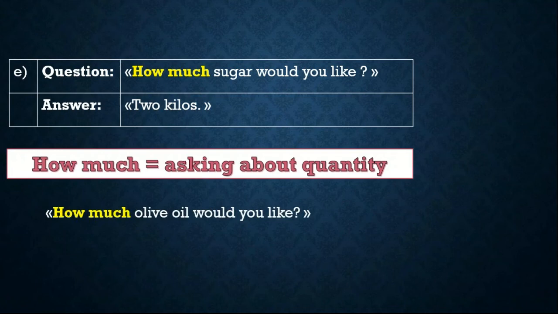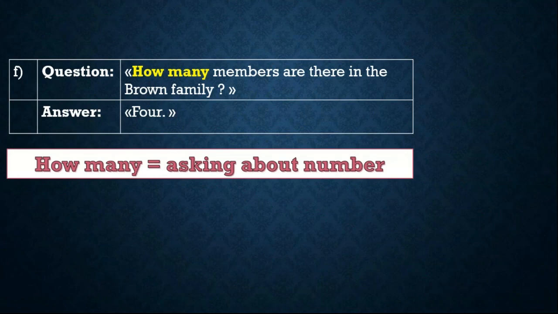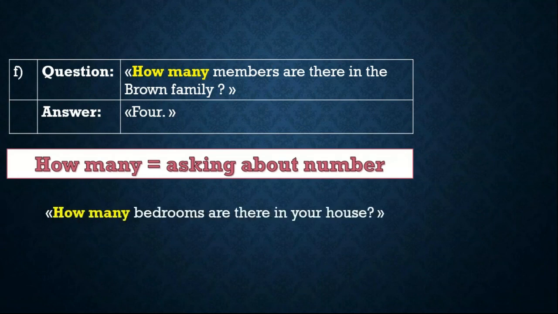So, how much olive oil would you like? 50 liters, please. So when you go and you buy olive oil, of course you can buy 20 liters, 50 liters, sometimes 100. It depends on how much olive oil you use, all right? How many members are there in the family? The answer is 4. Asking about number. Very good. So how many bedrooms are there in your house? Number. The answer is 3 bedrooms, 2 bedrooms.